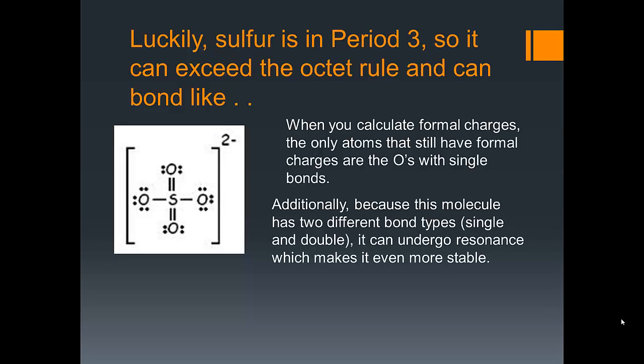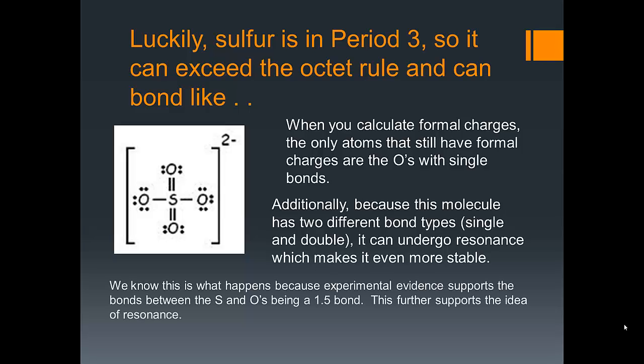Additionally, because this molecule has 2 different bond types, single and double, it can undergo resonance, which makes it even more stable. So this is a much better structure than the one we came up with before. So sometimes you're going to have to adjust your structure based on the formal charges and the ability of resonance.